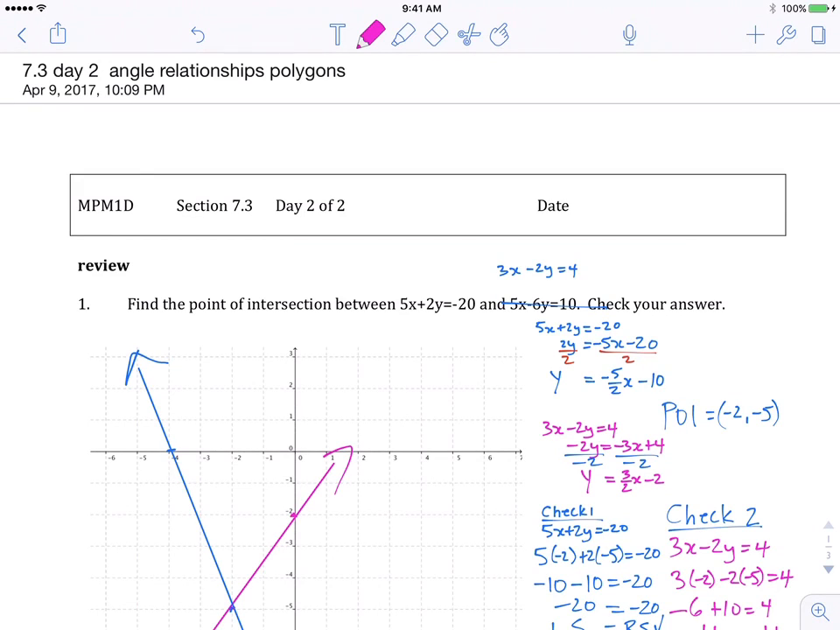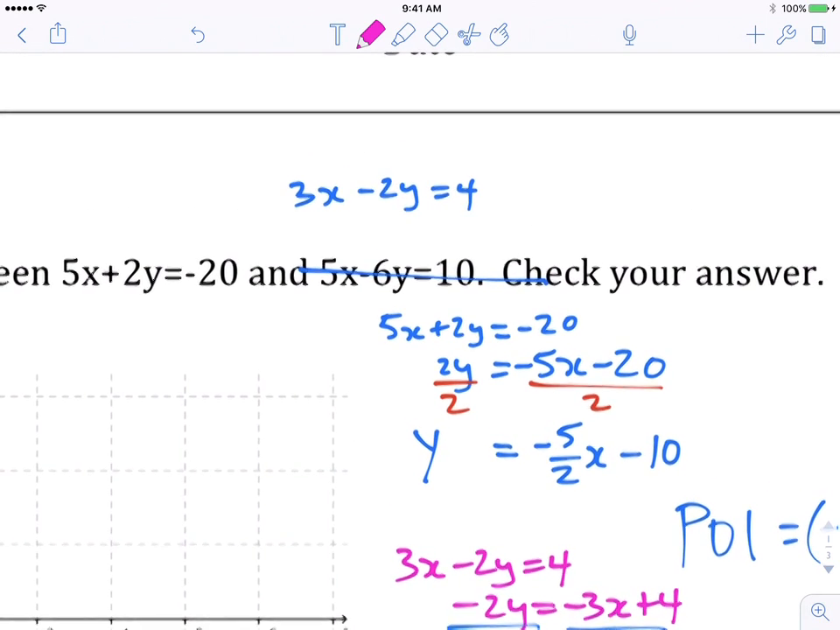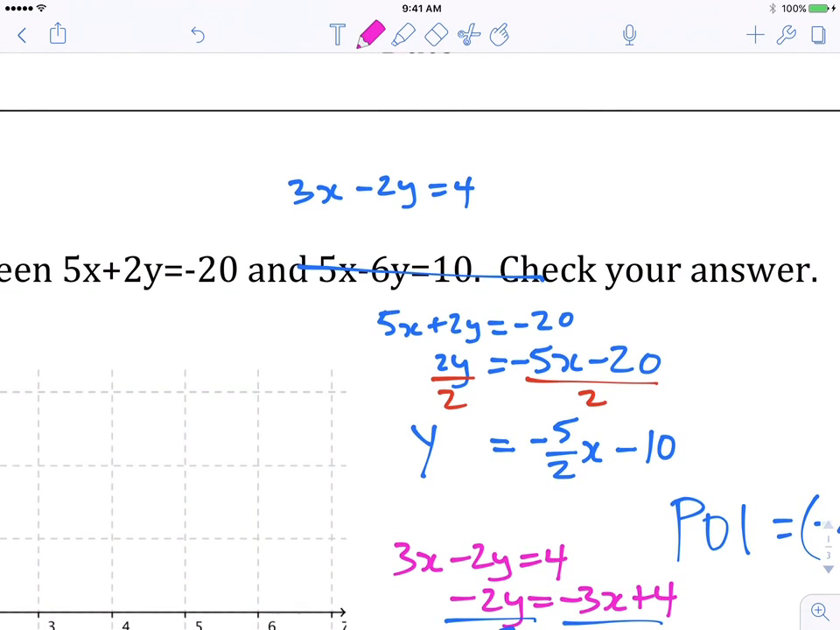Okay, we're on 7.3 day 2, angle relationships in polygons. I want you to first notice a change I made here. So change your second equation to 3x minus 2y equal 4. Once you've changed that, try this on your own to see if you can do it, because it's great exam preparation.